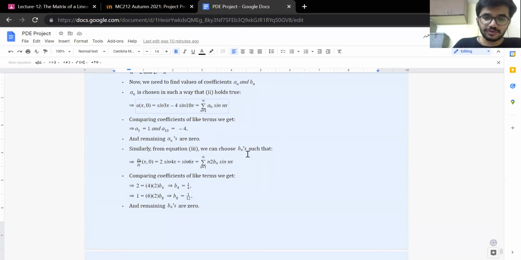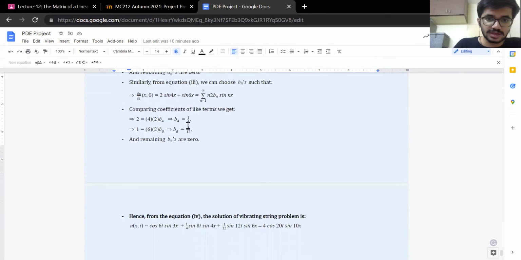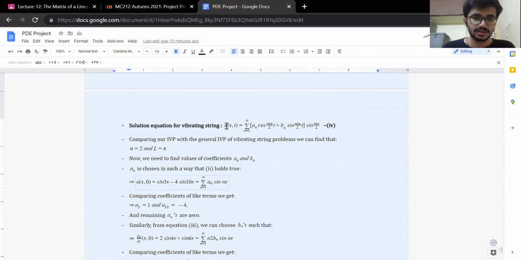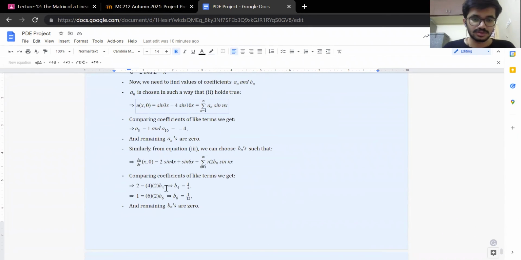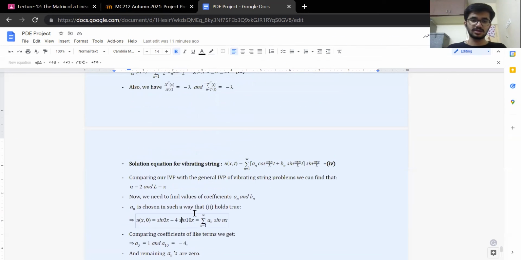And similarly, we can go for bn, comparing with this equation, and we get 2bn sin nx, and we got two things like 4x, 6x. So we got b4 is 1/4 and b6 is 1/12, and the rest of the other bn are going to be 0. Now taking this an and bn, we'll substitute in the solution for our vibrating string and get the final equation.